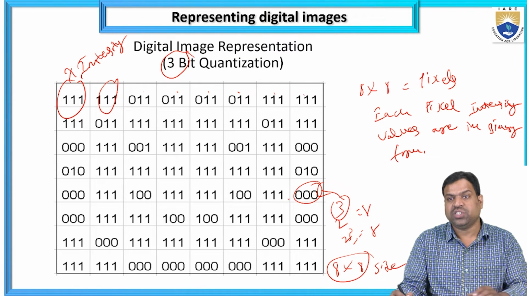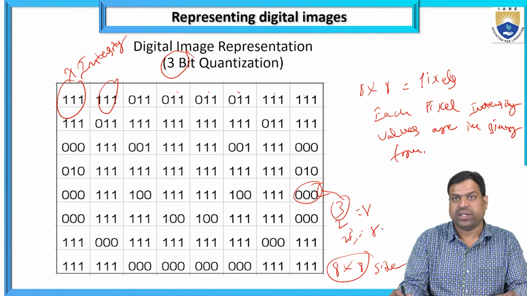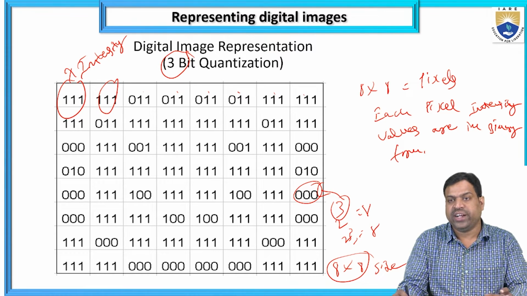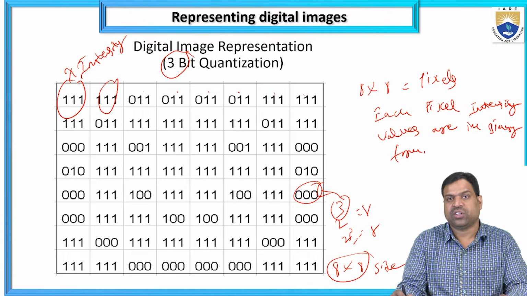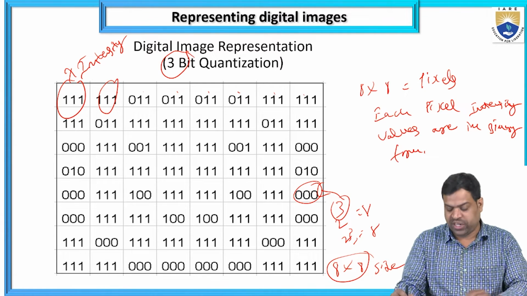What is the size? It is 8 into 8. That is the reason for 2 cubed, so 3-bit quantization. It is an 8 by 8 matrix with intensity values in the form of 3-bit. Those are the intensity values converted to the binary form.